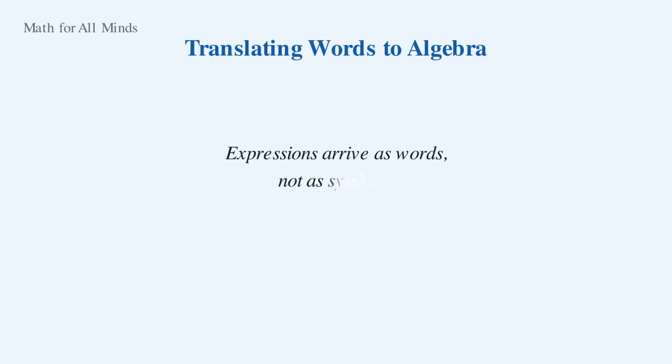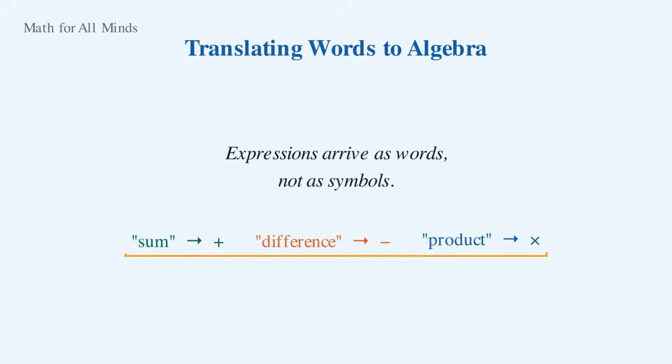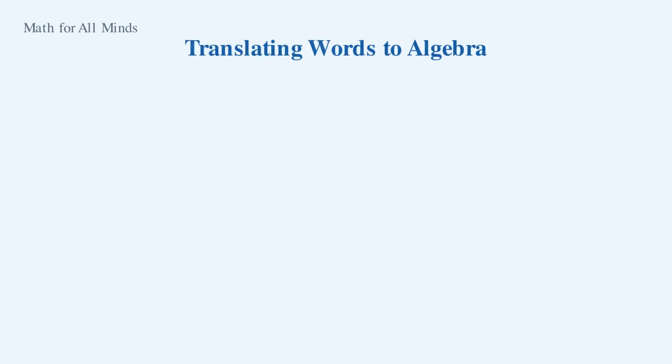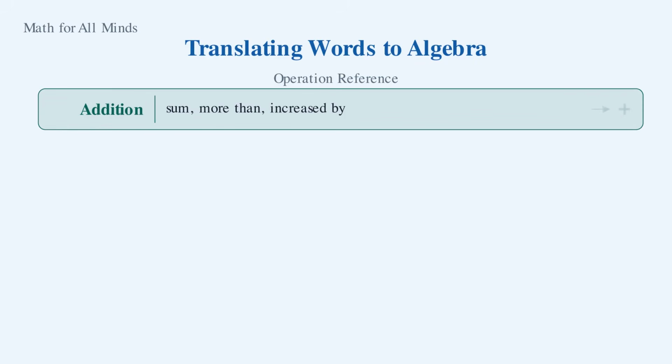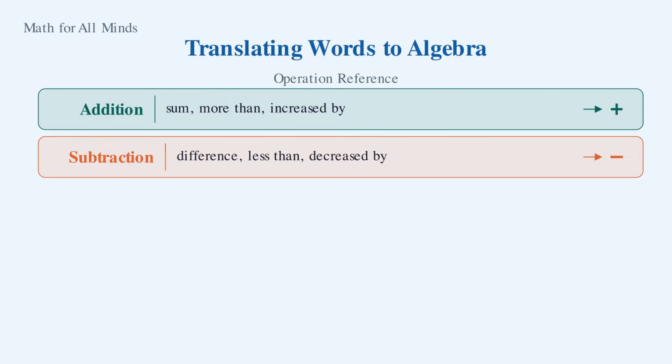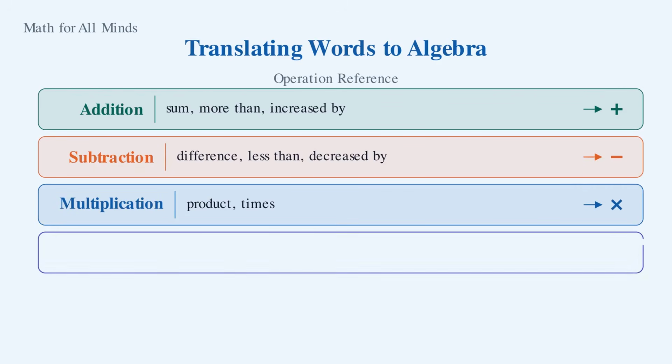Simplifying is powerful, but expressions don't usually arrive already written in math. They arrive as words. So we need to be able to translate. Certain words are signals. Sum and more than mean add. Difference and less than mean subtract. Product and times mean multiply. Quotient and divided by mean divide.